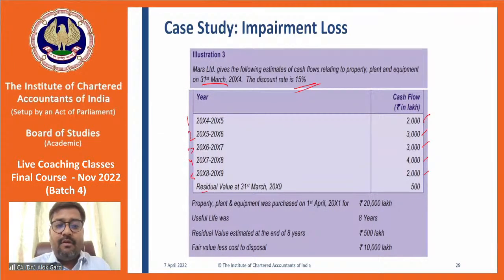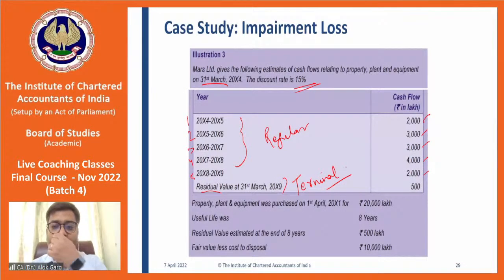And there is a residual value cash flow. So this is the regular cash flow, and there is a terminal cash flow also. At the end of the life of the asset, there is a terminal cash flow, and the terminal cash flow of 500 lakhs is also given. So total cash flow of 2 plus 3 plus 3 plus 4 plus 2 plus 500 is there. So these are the cash flows.